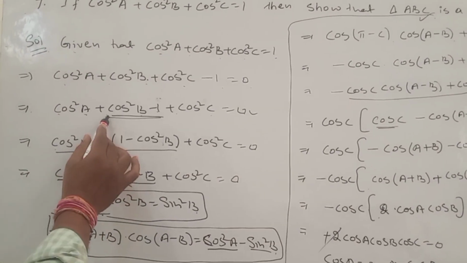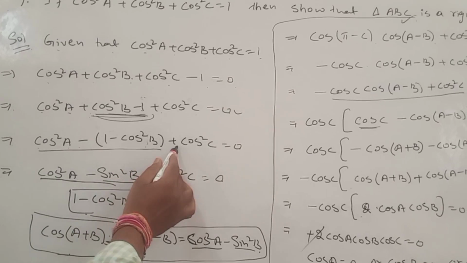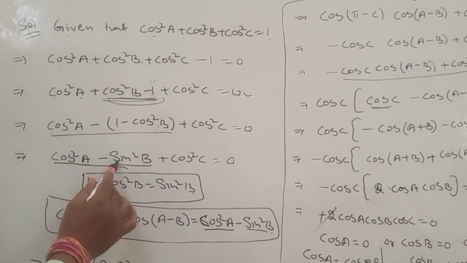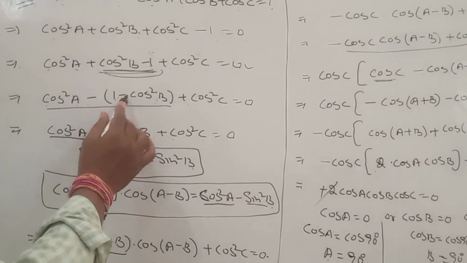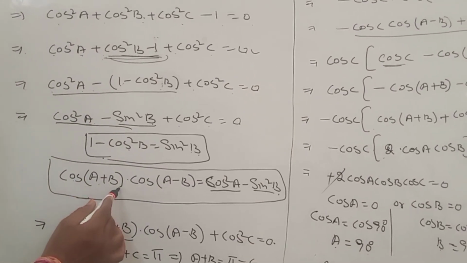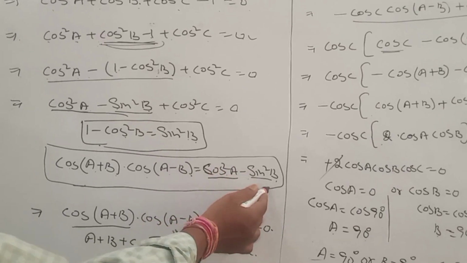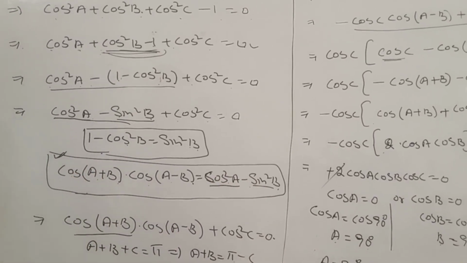Cos square A, here you take minus common: minus of (1 minus cos square B) plus cos square C equal to 0. Then cos square A minus sin square B plus cos square C equal to 0, since 1 minus cos square B is equal to sin square B. Cos of (A plus B) into cos of (A minus B) is equal to cos square A minus sin square B. We have the formula in compound angles.